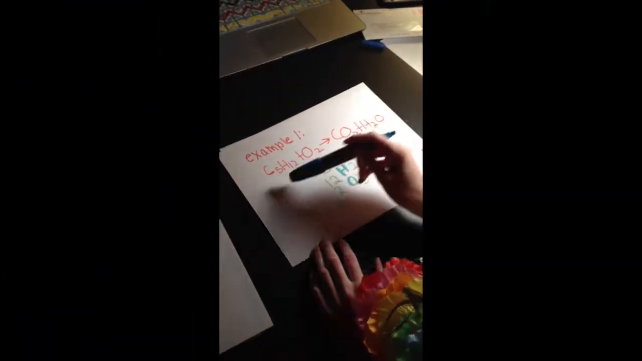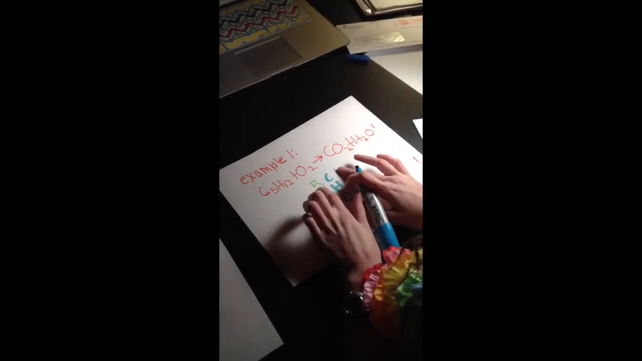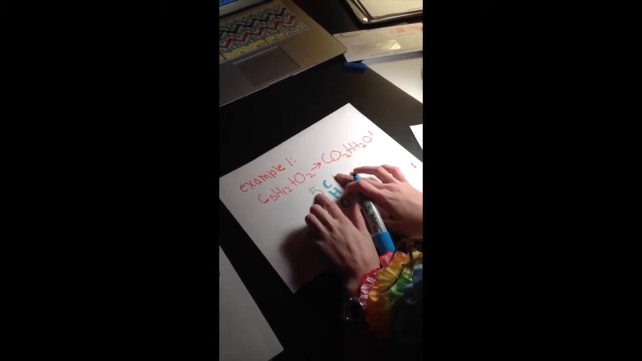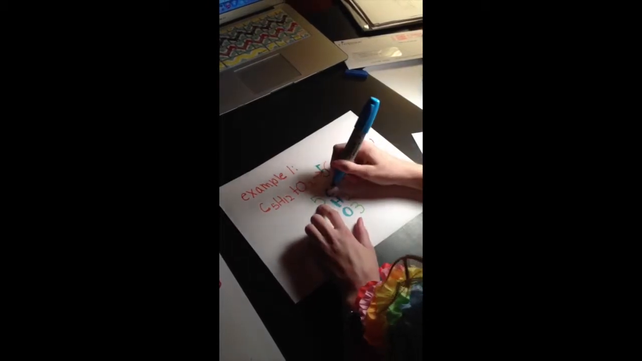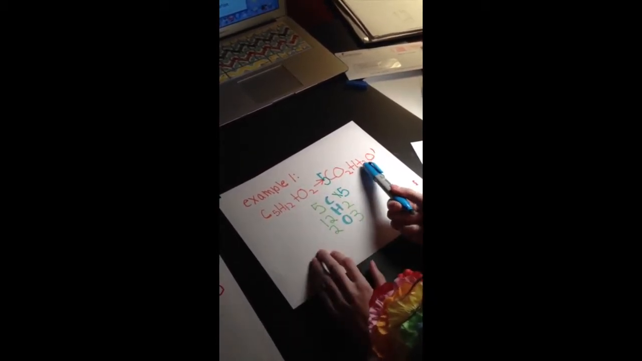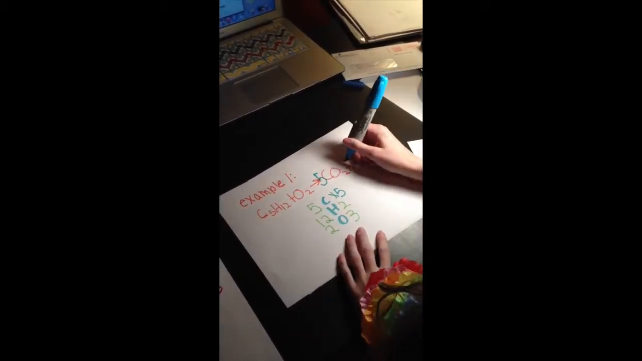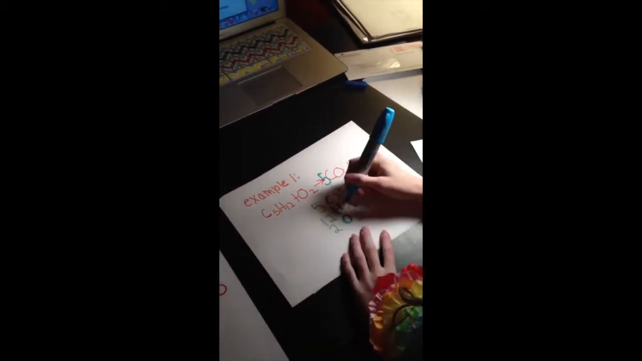Now we're going to add in some coefficients to make everything equal on each side. As you can see, we have 5 carbons over here and only 1 over here. So we want to get them both to an equal number. We are going to add a 5 right here. So now we have 5 carbons, and now they're equal. Now we have to make the hydrogens equal because there's 12 over here and only 2 over here. So we're going to add a 6 right here, because 6 times 2 is 12, and 12 and 12. So now they're balanced.